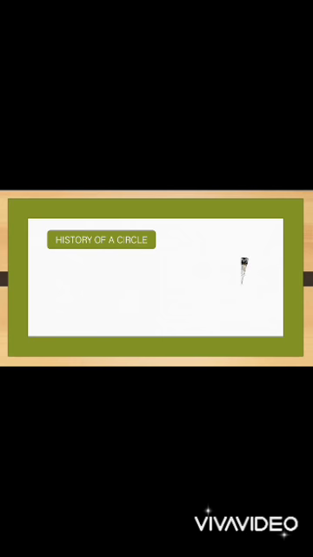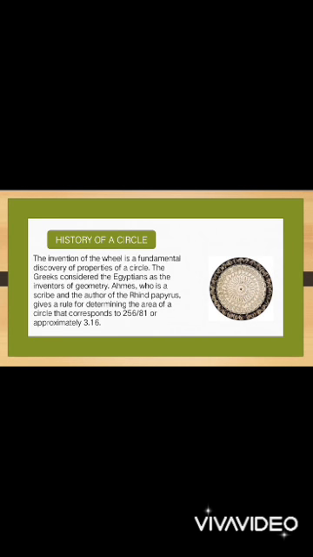History of a circle. The invention of the wheel is a fundamental discovery of the properties of a circle. The Greeks considered the Egyptians as the inventors of geometry. Ahmes, who was a scribe and the author of the Rhind Papyrus, gives a rule for determining the area of a circle that corresponds to 256/81, or approximately 3.16.